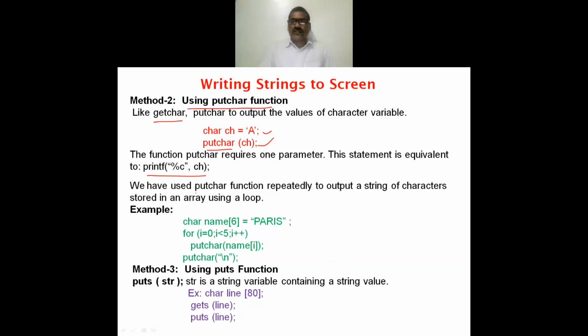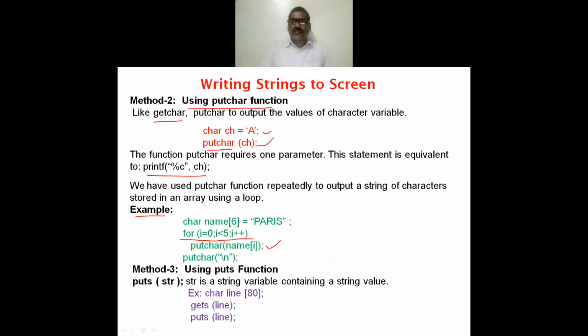So we can use the putchar function repeatedly to output a string of characters stored in an array using a loop. For example, if you consider name of 6 equal to Paris, and I want to print all the individual characters, we make use of a for loop: for i equal 0, i less than 5, i plus plus, putchar of name of i. It is going to print character by character onto the screen. So this is the second method of outputting strings onto the screen.